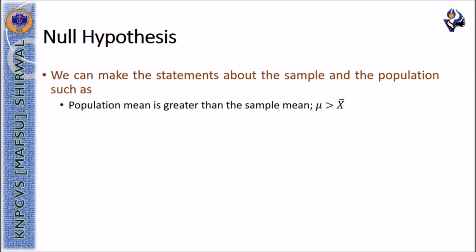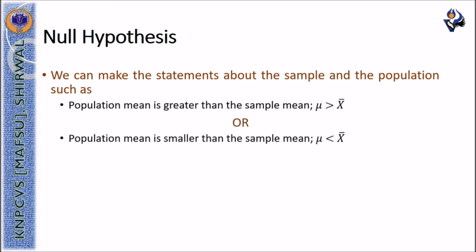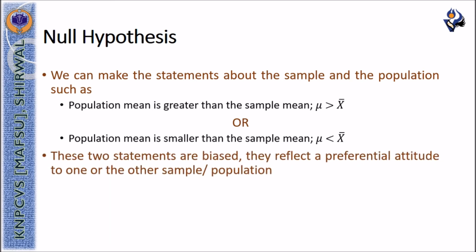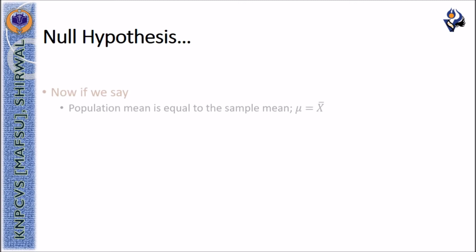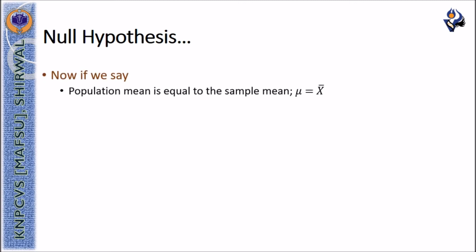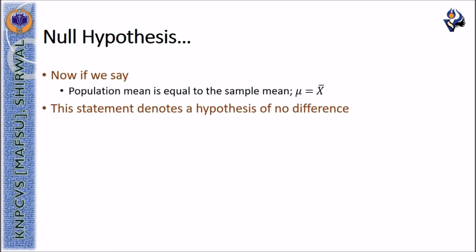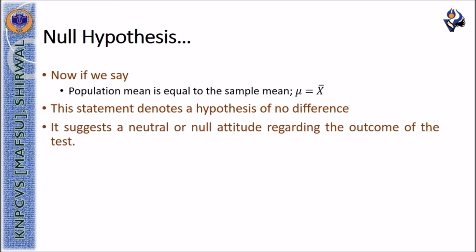We can make the statement about the sample and the population such as mu is greater than x bar or mu is less than x bar. But these two statements are biased. They reflect a preferential attitude to one or the other, the sample or the population. Now, if we say that population mean is equal to the sample mean, this statement denotes a hypothesis of no difference. It suggests a neutral or null attitude regarding the outcome of the test.